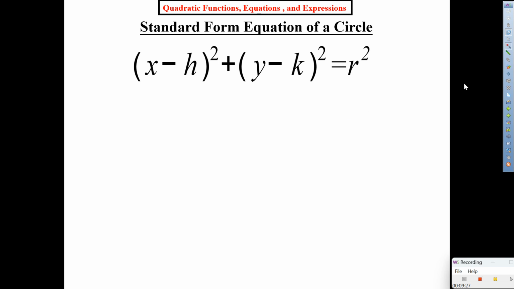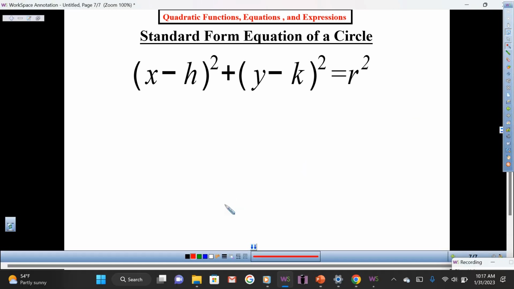All right. Now that should sound familiar, doesn't it? Doesn't it look familiar? Yes, Mr. Q. Remember the distance formula? Very similar, isn't it? All right. So underneath, I want you to write center in red.